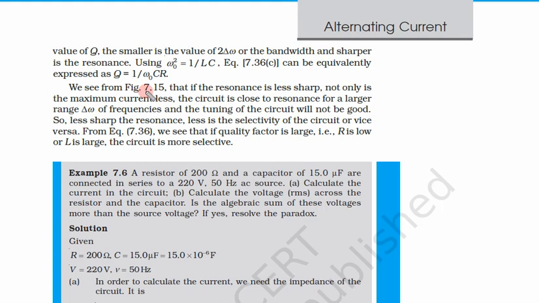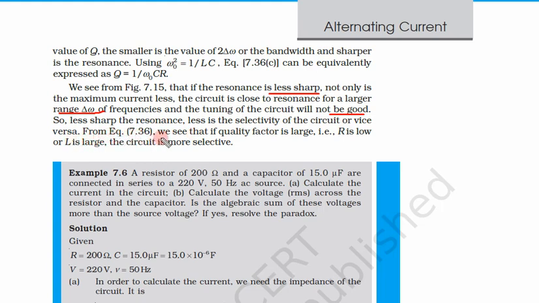So we see from figure 7.15 that if the resonance is less sharp, not only is the maximum current less, the circuit is close to resonance for a larger range of delta omega of frequency, and the tuning of the circuit will not be very good. So less sharp resonance, less is the selectivity of the circuit, or vice versa.